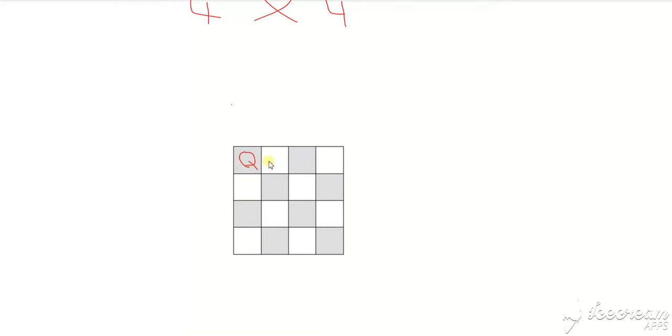Which basically means we cannot keep any more queens in this row, column, and diagonal. So the remaining slot we have is in the second row. We can keep the queen either in this box or in this box. We'll start by keeping it in the first box. Since we have kept it in this box, we cannot keep one in this row, this column, this diagonal, and this as well. Now we can see that we have no more boxes left in the third row.